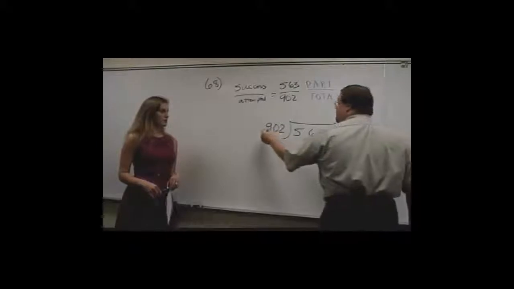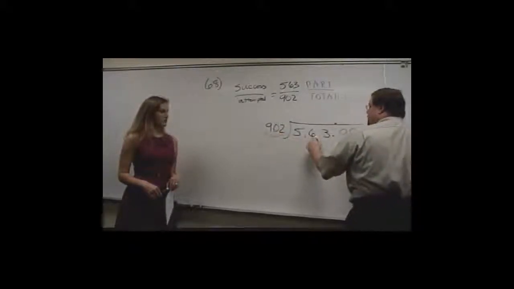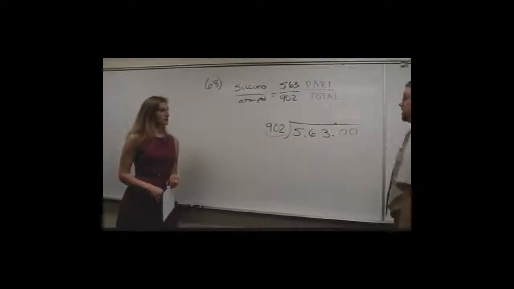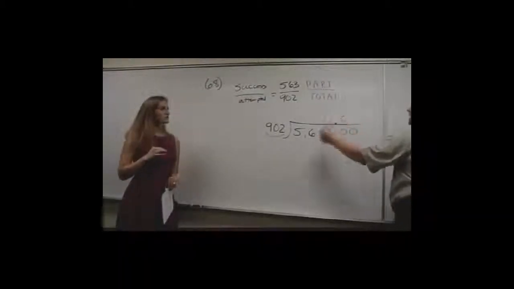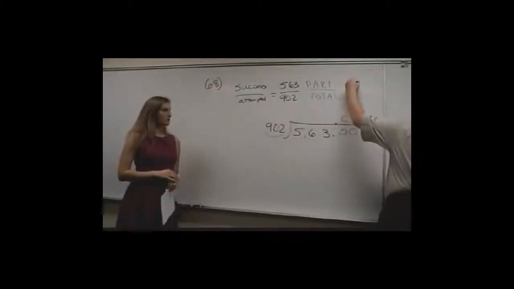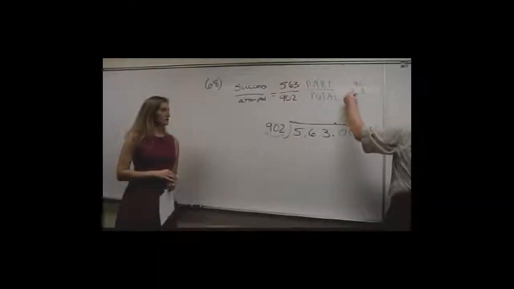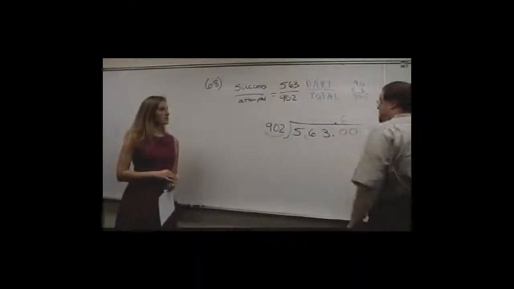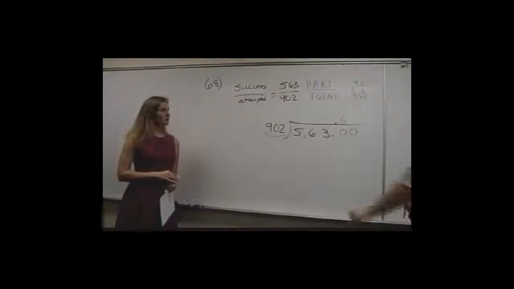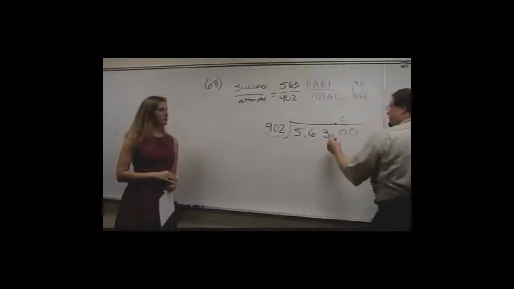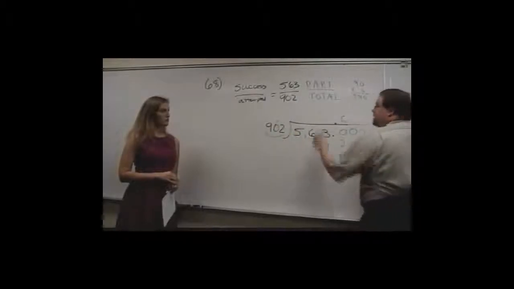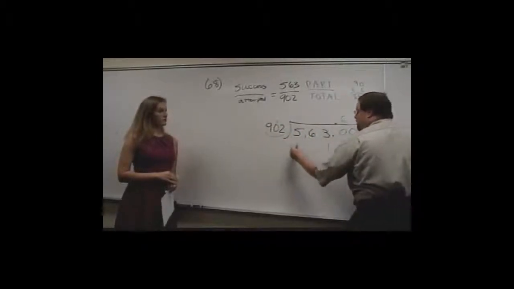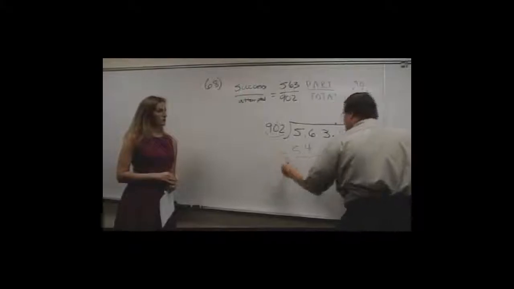So I'm going to estimate that 902 goes into 5,630 roughly 6 times. The reason why I estimate 6 times is because I'm thinking about 90 times 6 is 540. So I'm going to take an educated guess that it has to be 6. So you multiply. 6 times 2 is 12. Carry the 1. 6 times 0 is 0 plus 1. 12. 6 times 9 is 54. We're going to subtract.